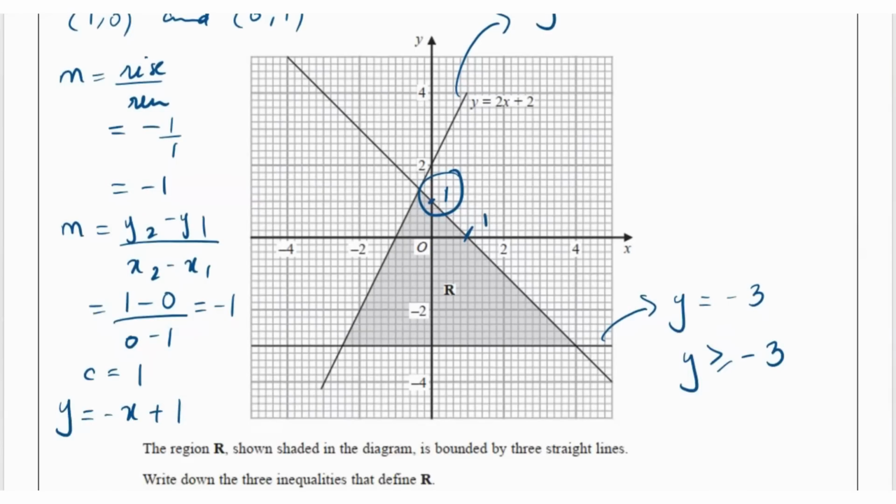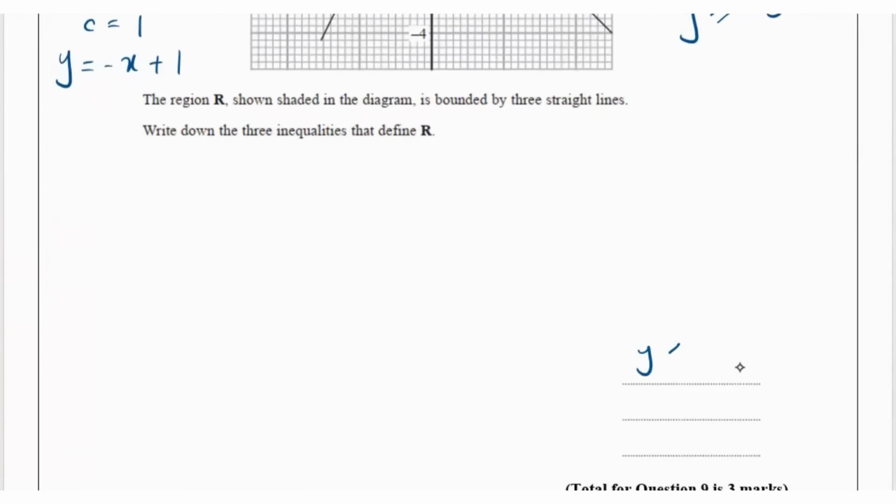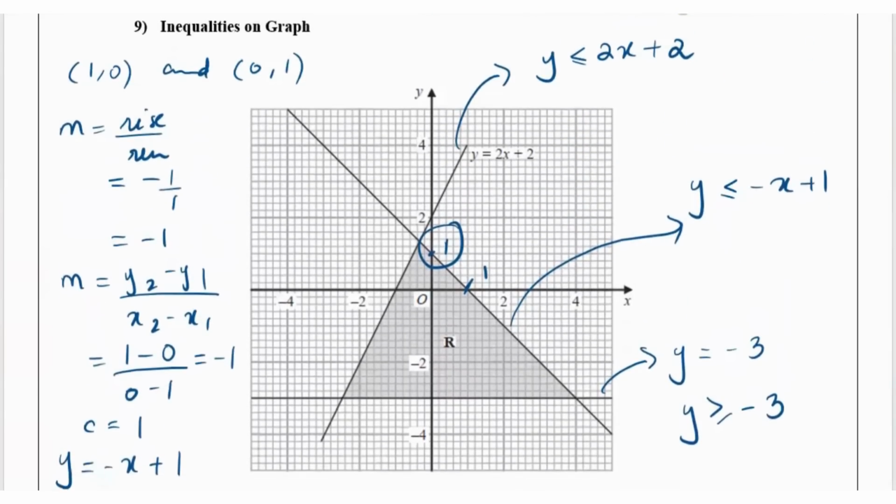Now for the inequality part, we can see that we have shaded the region underneath the line. So like we said before, underneath the line is going to be less than. So y is less than or equal to -x plus 1. So for our inequalities, y is less than or equal to -x plus 1. Y is greater than or equal to -3. And y is less than or equal to 2x plus 2.